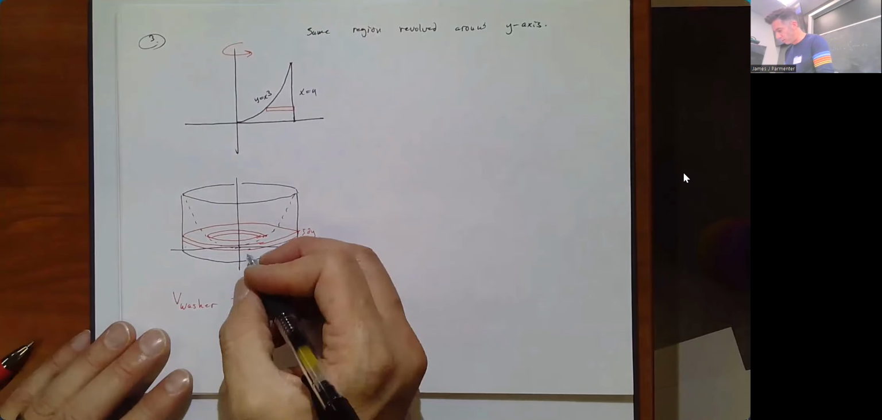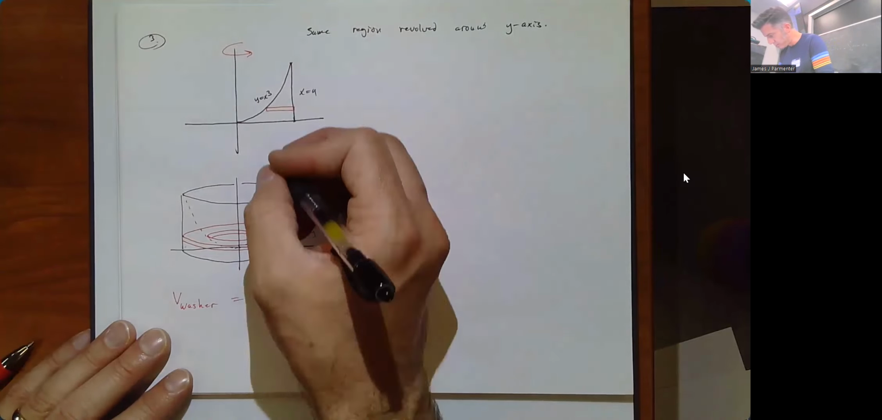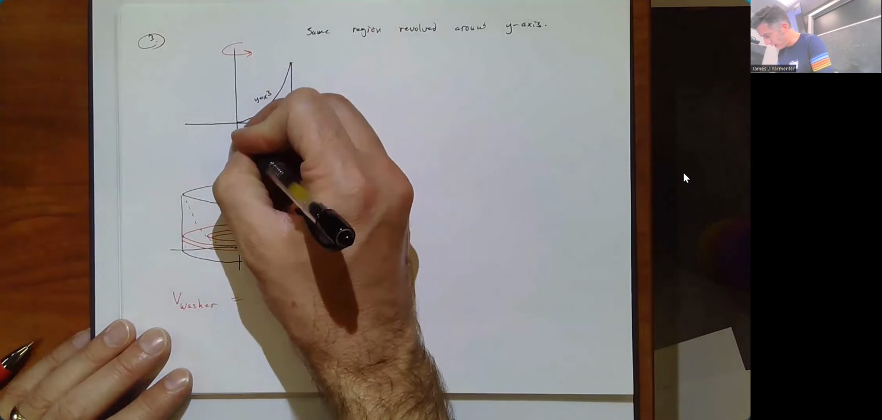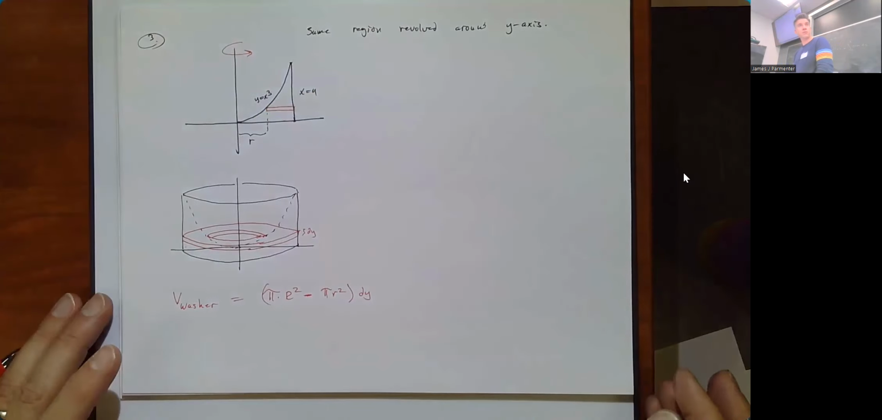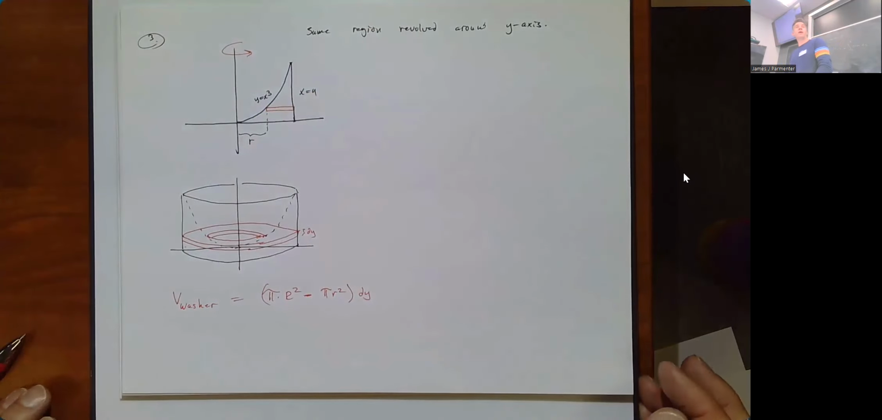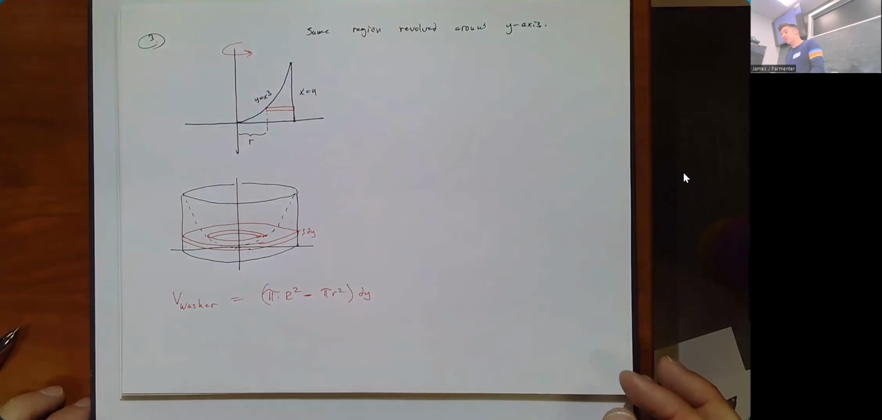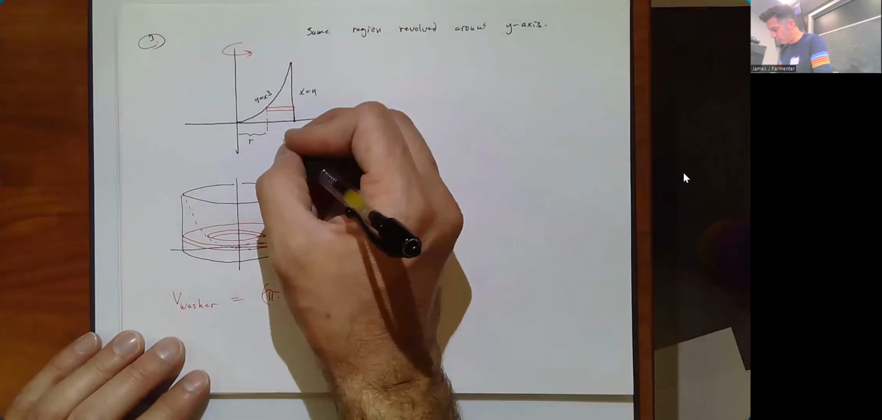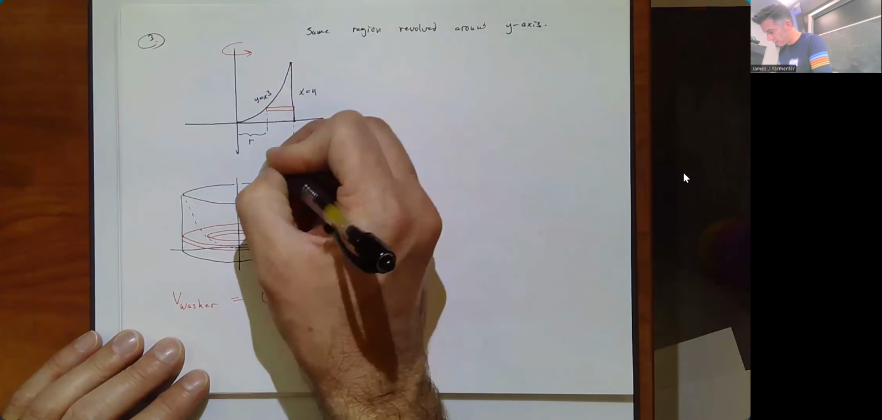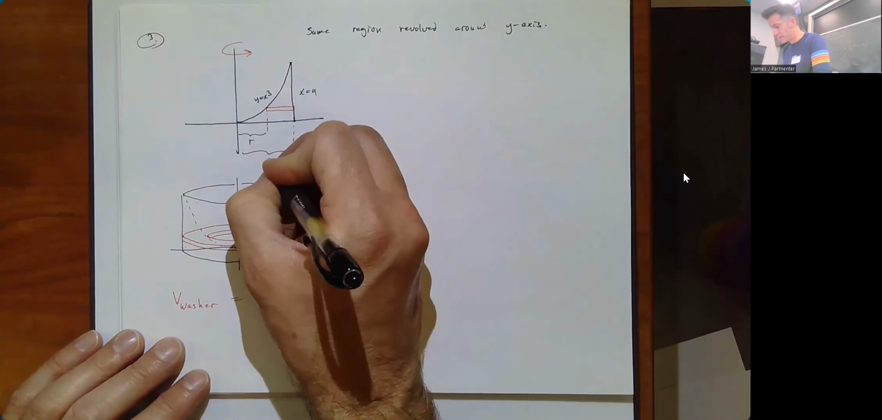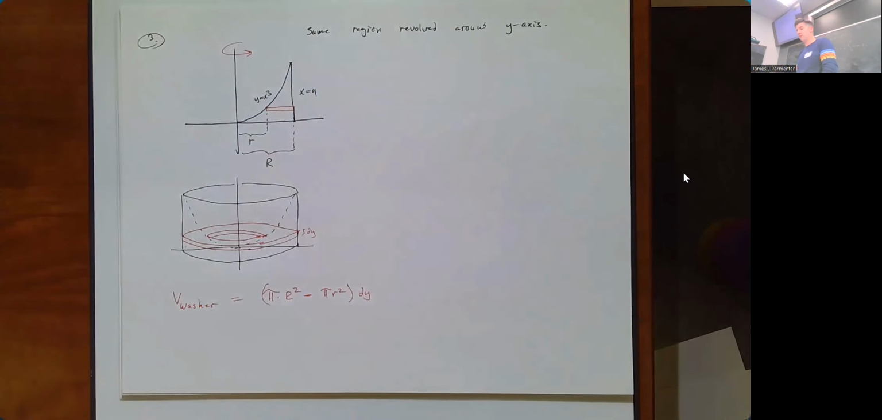But I just want to point out that right here is my small radius, the inner radius: the distance from the axis of rotation to the function that's closer to it. And over here is my large radius, the distance from the axis of rotation to the function that's further away from it. That's capital R. Correct. I'm really just using it to say the volume of this washer.